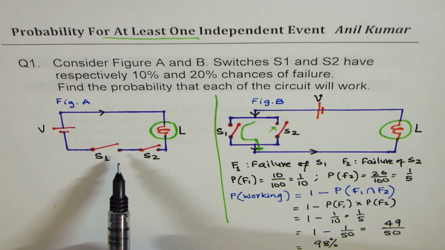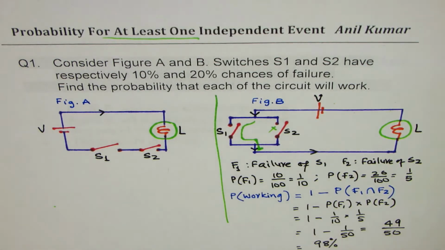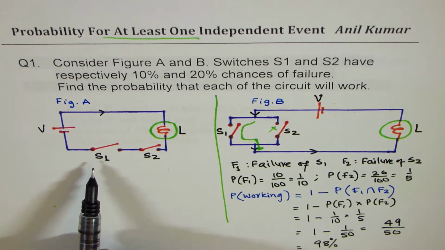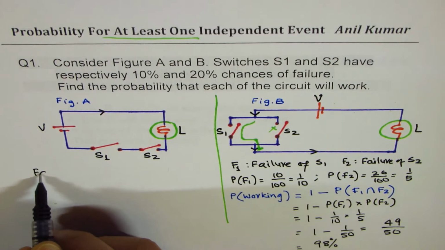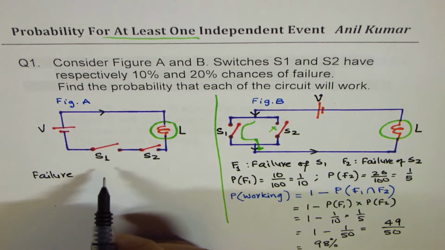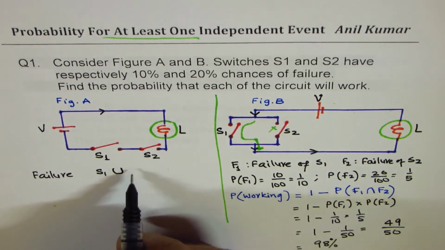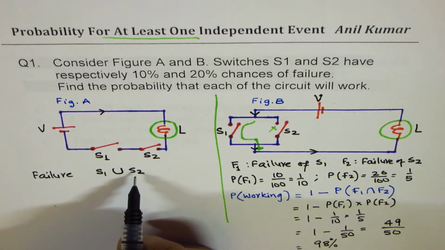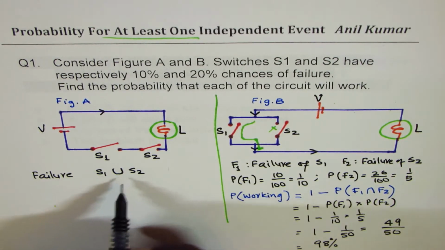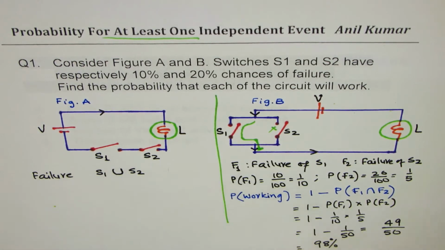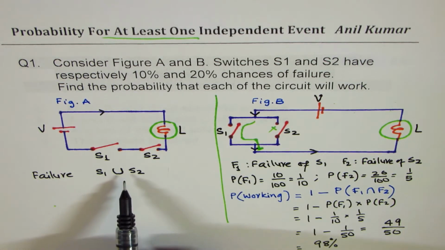Now in this particular case, when we have a situation that both are in series, then either one of them can fail, right? So here the failure is when S1 fails, or means union, S2 fails, right? So when S1 or S2, which I'm saying, any of these switches fail. So that is the probability for this particular case. Any one of them fails.